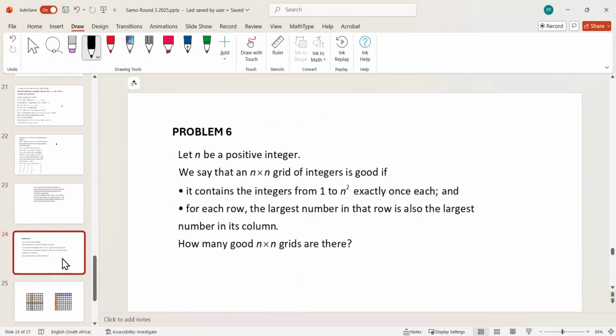Okay, so that takes me to the last problem, which is problem number 6. So let n be a positive integer. We say that an n by n grid of integers is good if it contains the integers from 1 to n squared exactly once. Okay, so if you have an n by n grid, let me just take, for instance, the 3 by 3 grid.